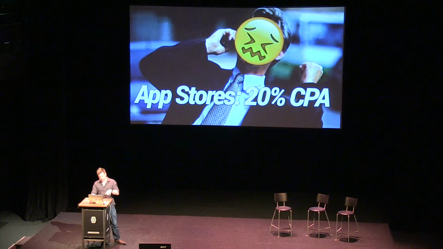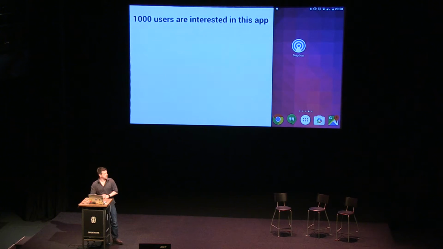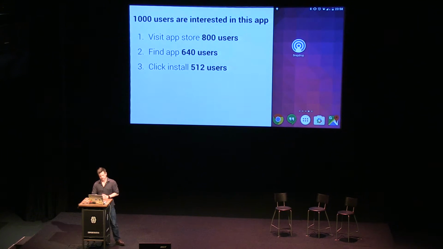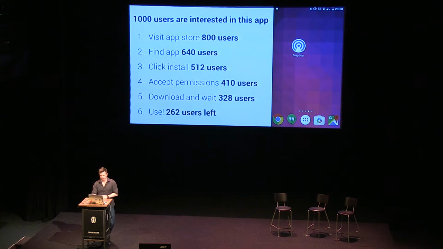So say I have 1,000 users interested in installing my app on my home screen. Okay, so I start off with 1,000. I've already lost 20% going to the App Store, so I'm on 800 users. I find the app, 640 users. I install the app. I'm getting close to 50% at this point. By the time they're accepting permissions, I've got 410 people for each of the 20% fall-offs. Download and wait, and then eventually use. I'm left with 262 users out of that initial 1,000.